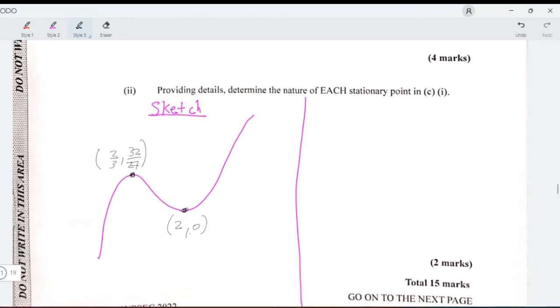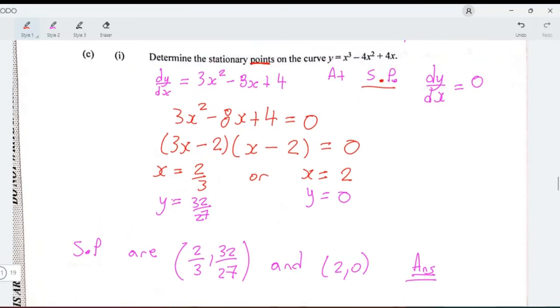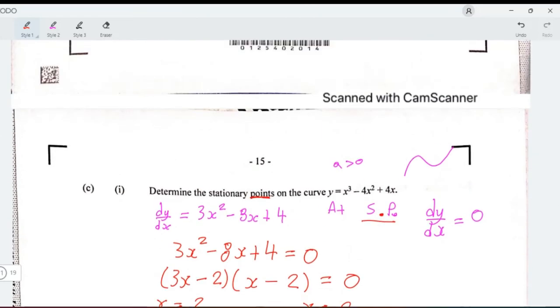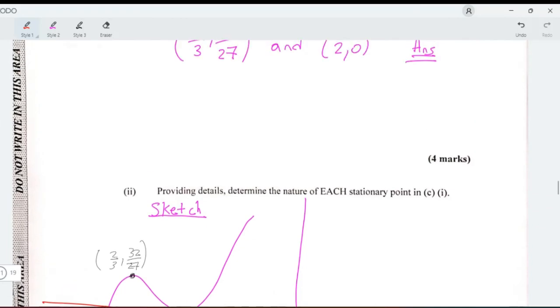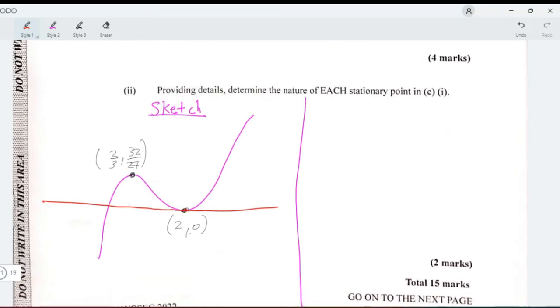Now 2, 0 is also at a root. So therefore, this is the x-axis. Now, since that is the x-axis, what else? Yeah, so in that case, this is just a sketch. Only thing left to do is put on the y-axis. Maybe I need to draw my x-axis a little bit better.